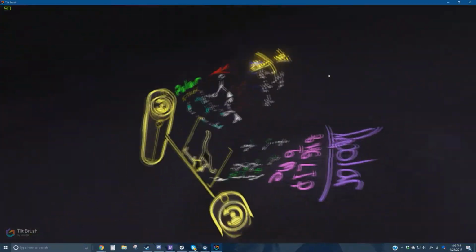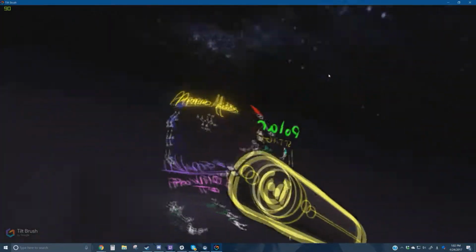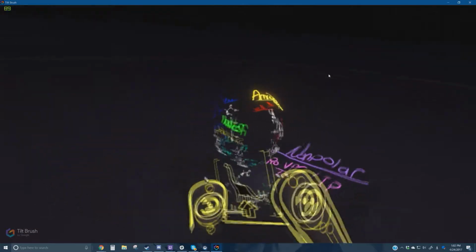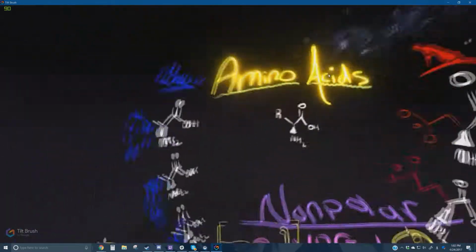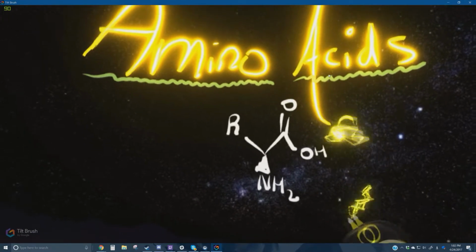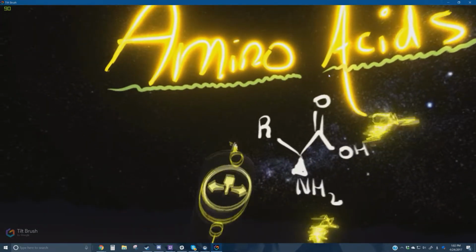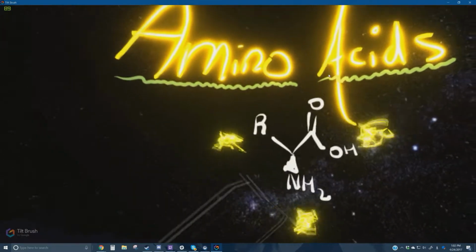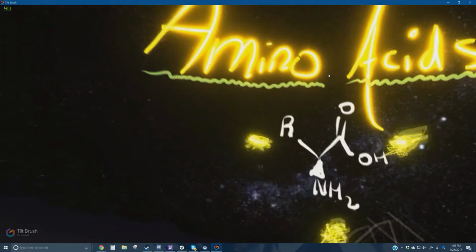Hello everyone, this is Vunami, and today we'll be talking about the 20 amino acids through virtual reality and how we can remember how they each belong into specific categories. First up, we have the structural backbone, which consists of a carboxylic group, an amino group, and an R group. The differing R group usually differentiates each amino acid from one another.